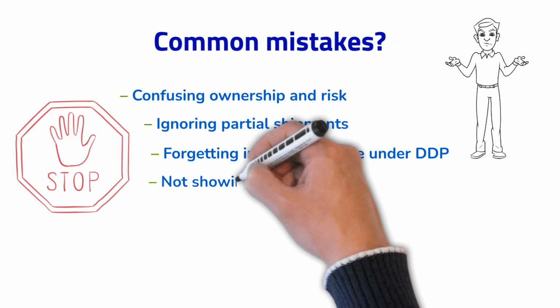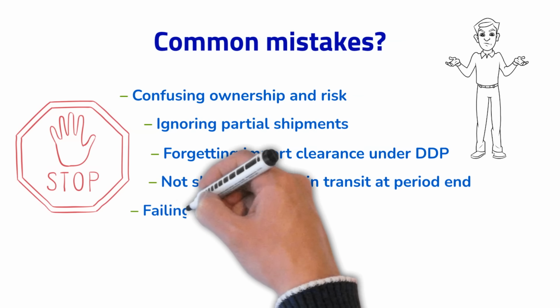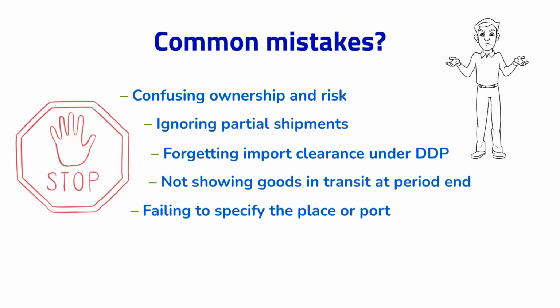The next one, not showing goods in transit at period end. If control has transferred, include them in inventory and disclose where helpful. And the last one, failing to specify the place or port. And now the very last summary example.